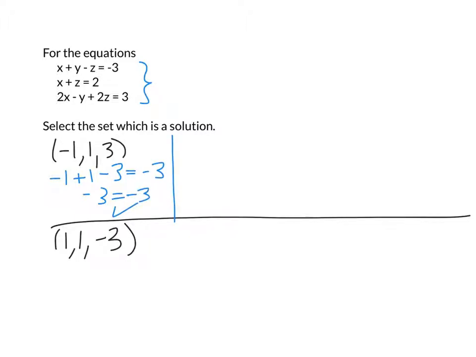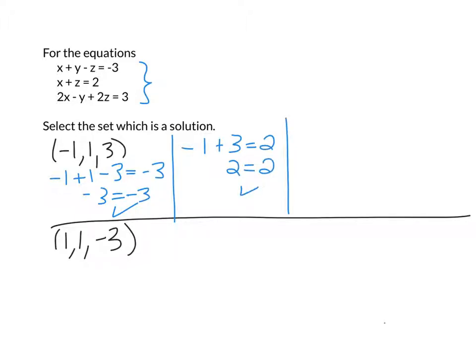Looking at the second equation, we have x of negative 1, and we have a z value of 3. That's equal to 2, so negative 1 plus 3 is 2. 2 is equal to 2. It satisfies the second equation.